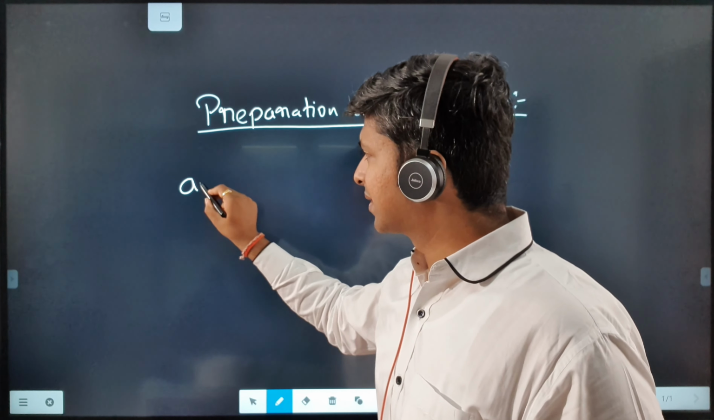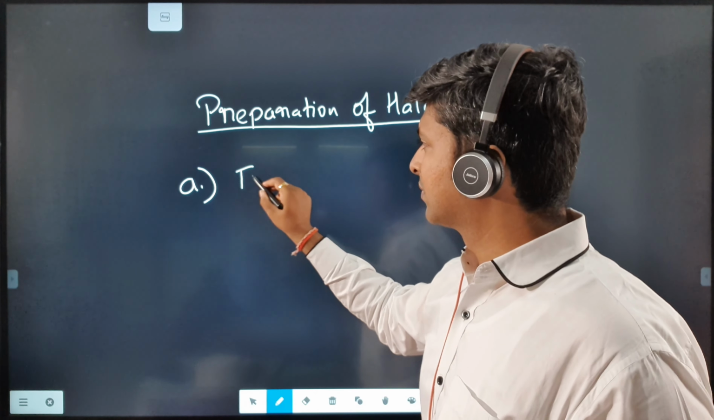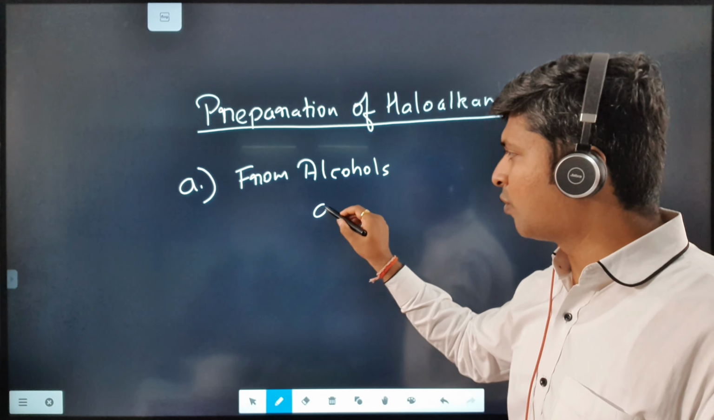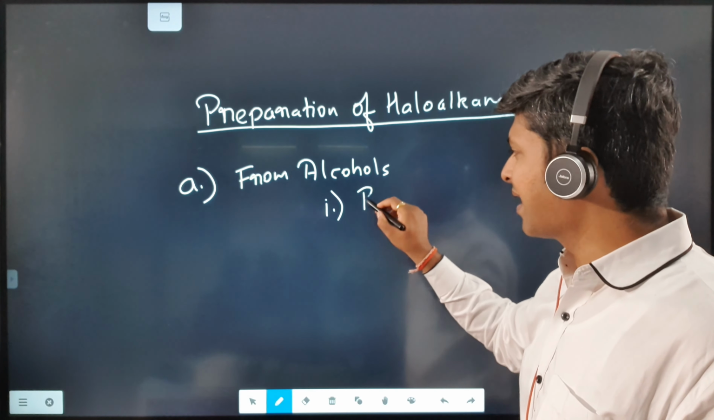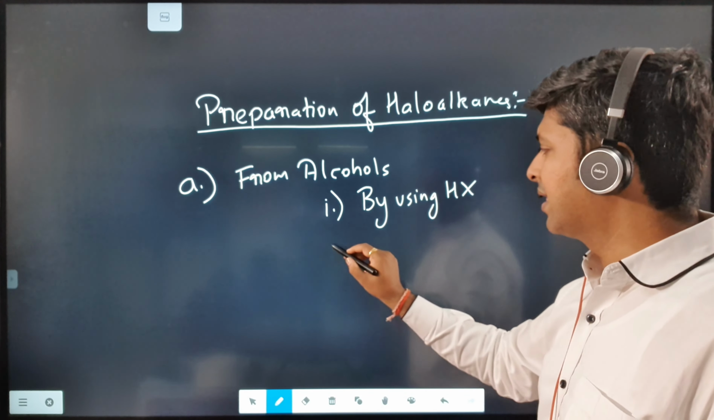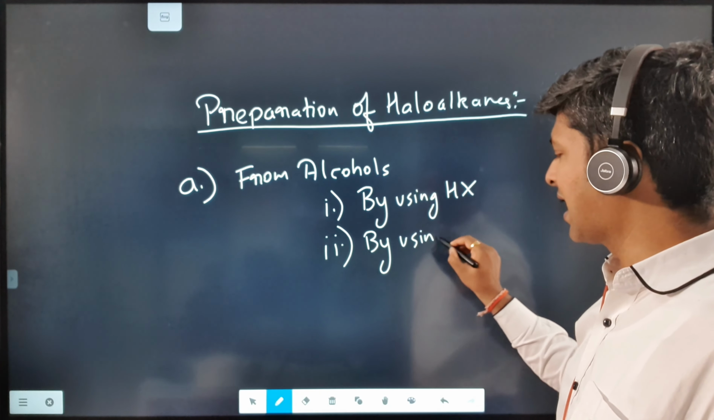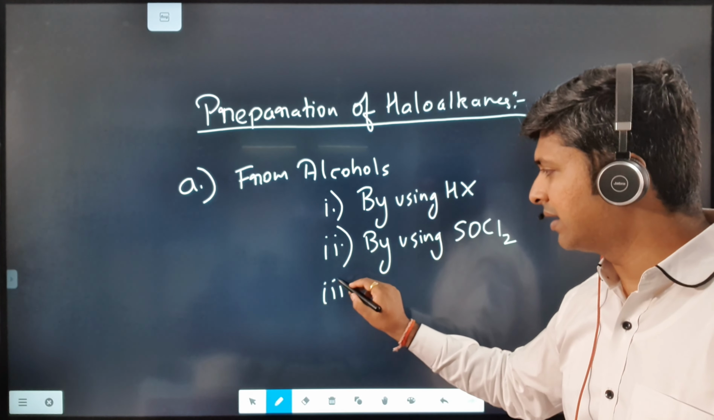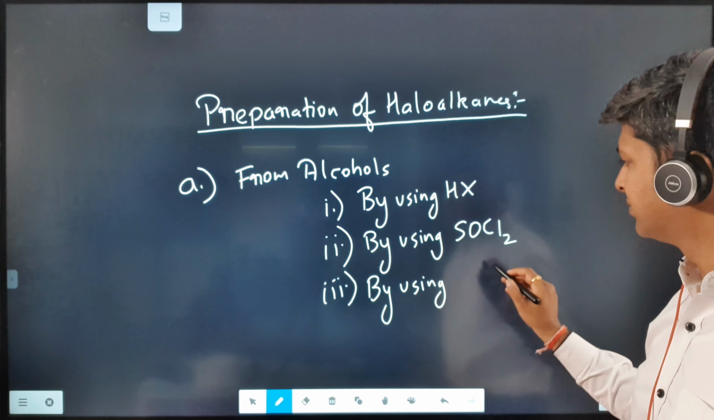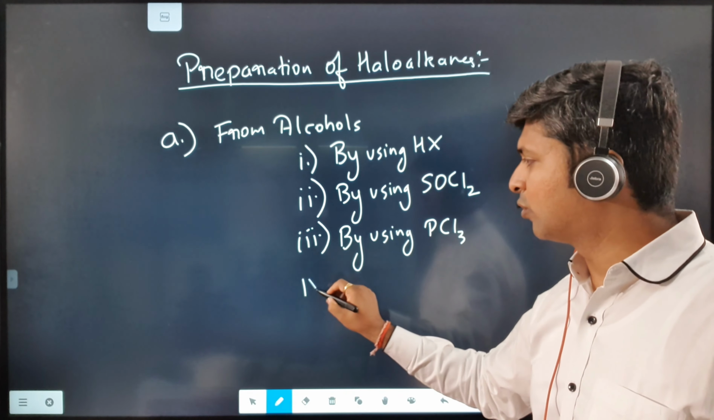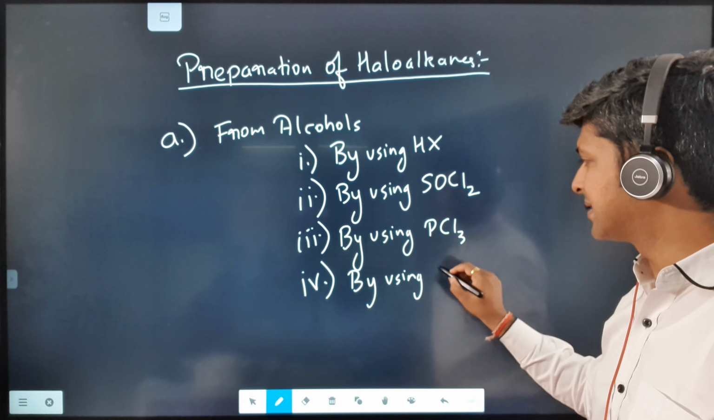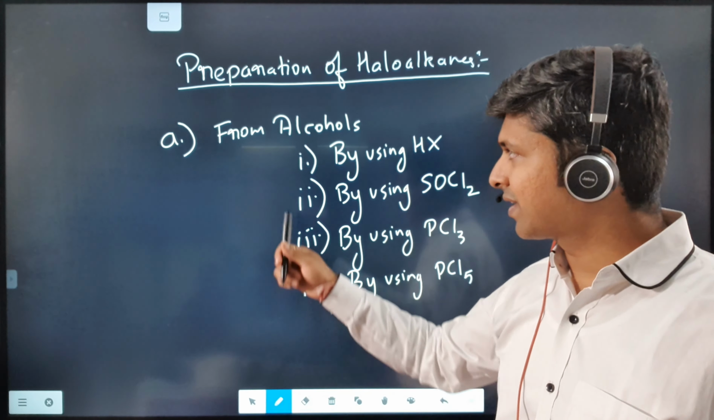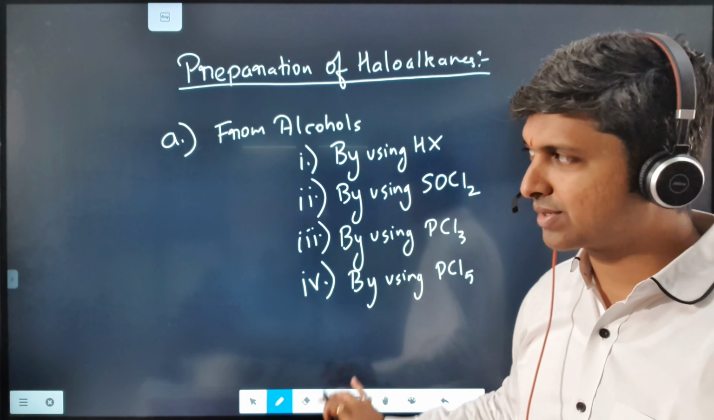So the first method is from alcohols. We can prepare haloalkanes using alcohols, but there are four different sub methods here. From alcohols by using HX. The second method is by using SOCl2. I gave you this in the last part, but I'm writing it once again so that you can understand. The third is by using PCl3, and the fourth subpart is by using PCl5. So this is preparation of haloalkanes from alcohol. We're going to start with alcohol and do all these four reactions, so let's do them one by one.